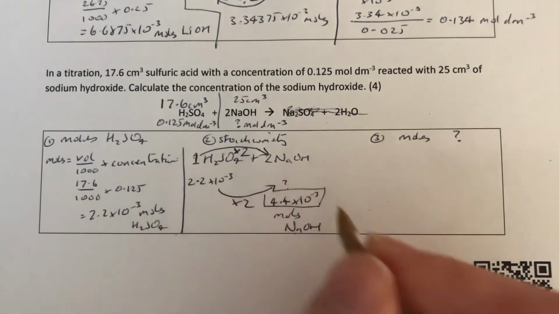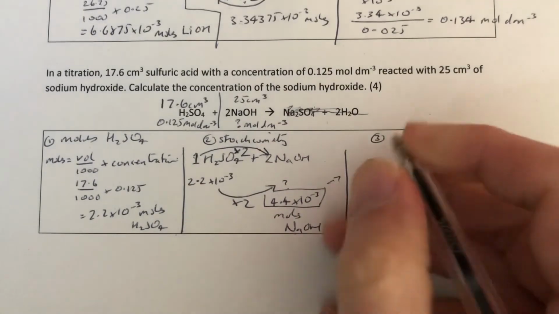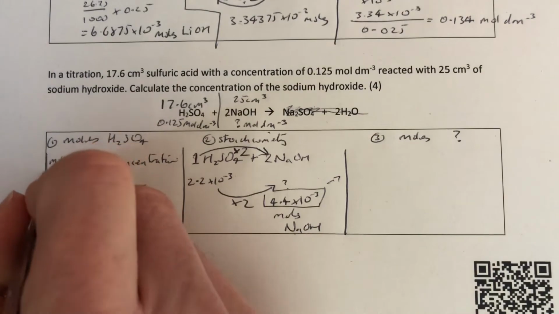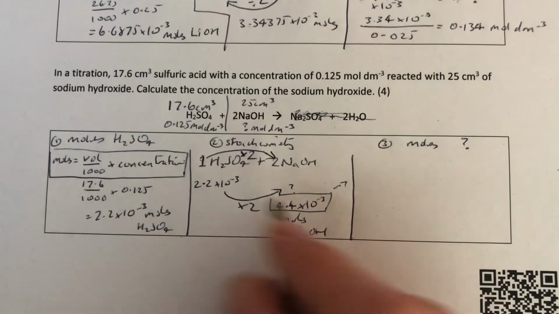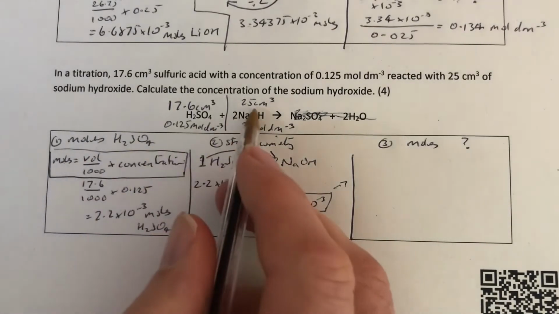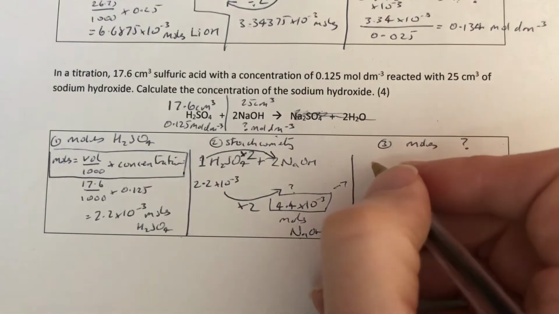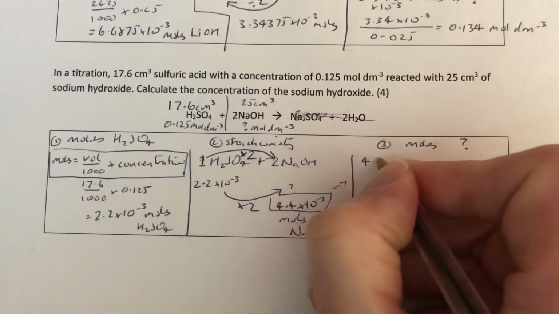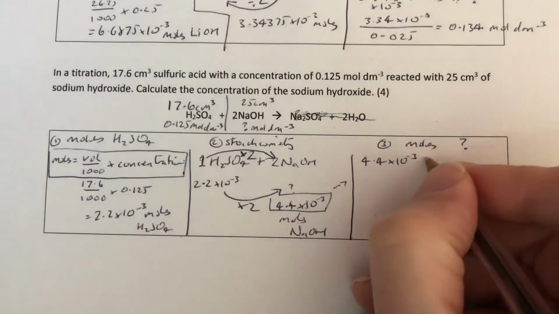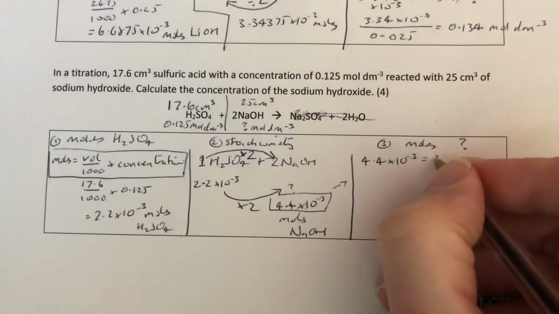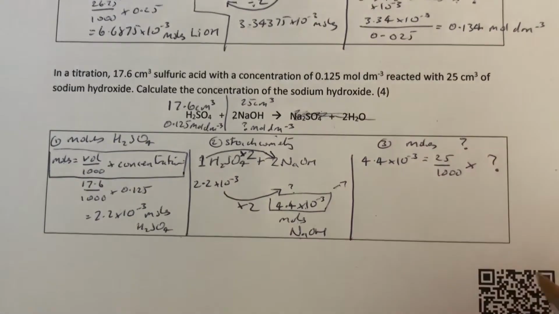That's an important number. We're going to take that through the calculation to stage 3 now. Stage 3, moles again. So we know moles equals volume divided by 1,000 times concentration. Well, there's our moles of sodium hydroxide. Our volume, we wrote up there as 25, and the question mark was the concentration. So we just need to rearrange this equation. Let's write all that in. 4.4 times 10 to the minus 3 moles, so there's our moles, equals our volume, 25 divided by 1,000, multiplied by the concentration, which is the question mark.